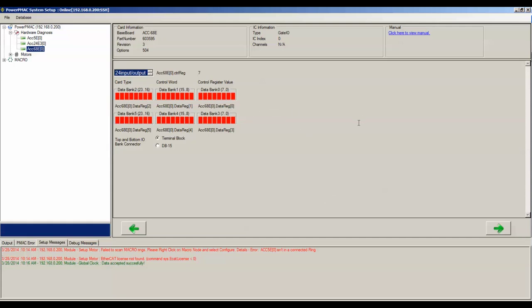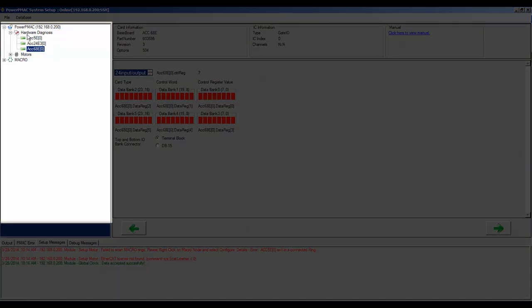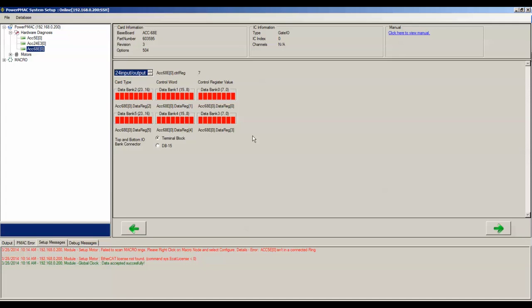For now, just make sure all of the accessories in your system are displayed here under the hardware diagnosis tree. If any hardware is not displayed here, it probably means you either didn't plug the hardware in properly or you did not issue $$$ at the onset of this system setup process.